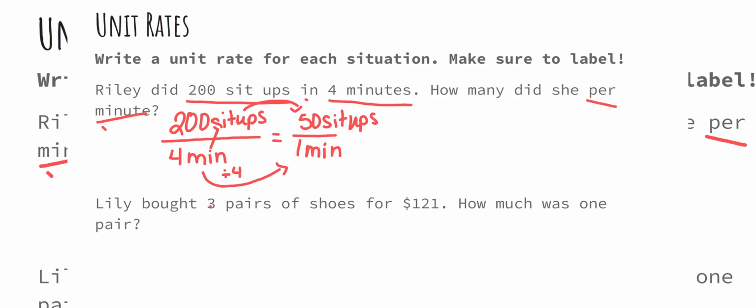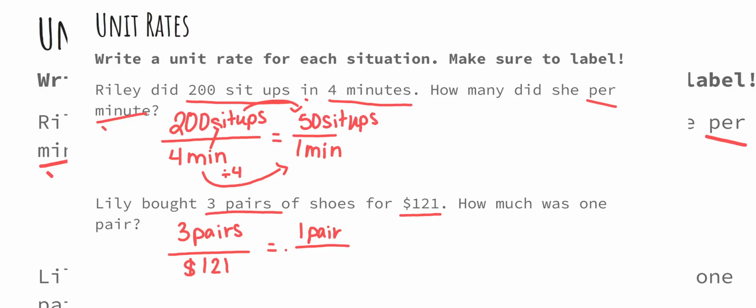All right, next problem. Lily bought 3 pairs of shoes for $121. So first things first, we are setting up our original ratio. So we have 3 pairs. I'm just going to say pairs. I'm not going to write out pairs of shoes. For $121. Now, does it matter? Because in this particular case, we want to find out how much 1 pair is. So we are trying to get this to 1 pair. In this instance, does it matter if we have pairs on top or pairs on bottom? No. As long as we are maintaining that the pairs will always be on top and the dollars will always be on the bottom.